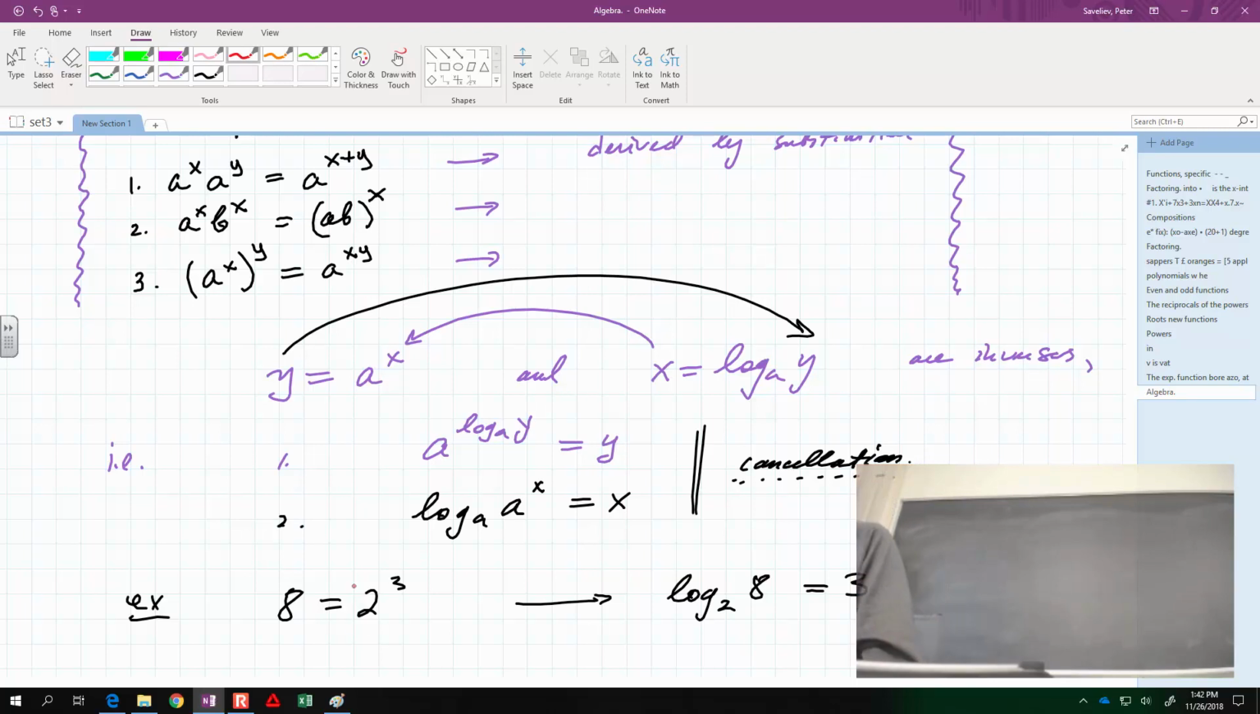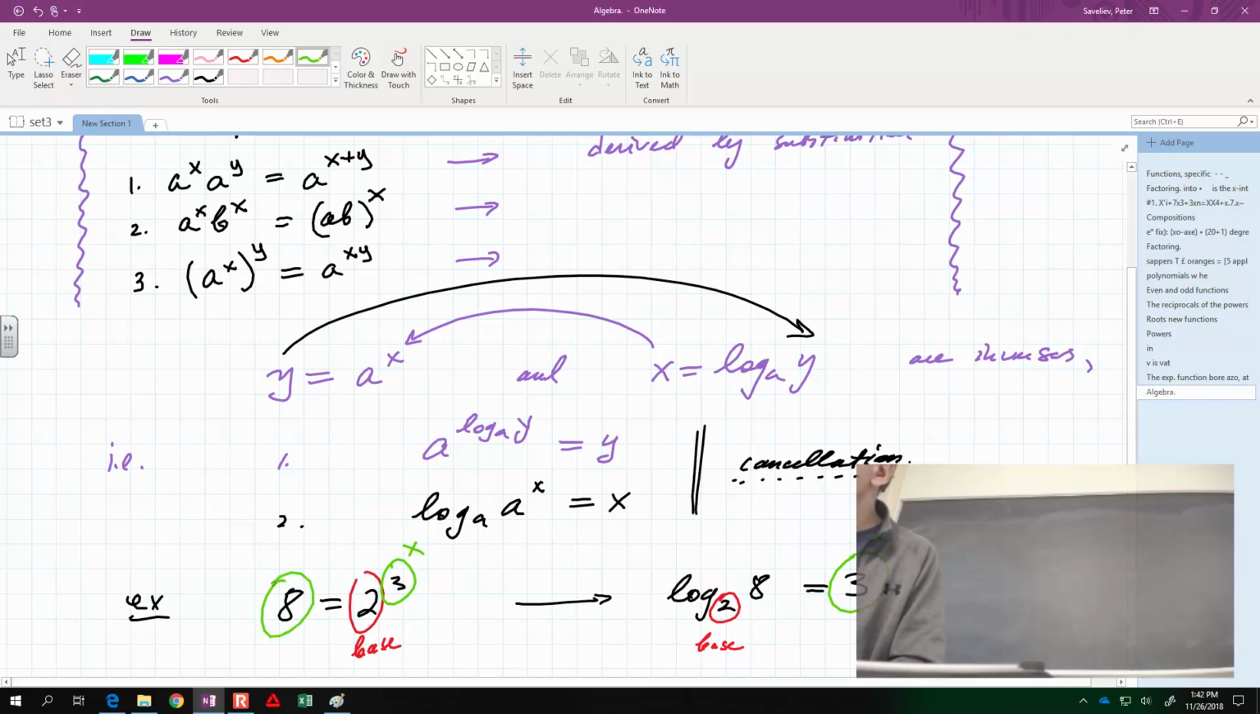Okay, so this is the base. 2 is the base. As you can see, whatever is at the bottom in the exponential function is the base, or the one below the subscript in the logarithm is the base. Okay, and then we have x and y. This is x, and it reappears here, and then we have y. And this is y.